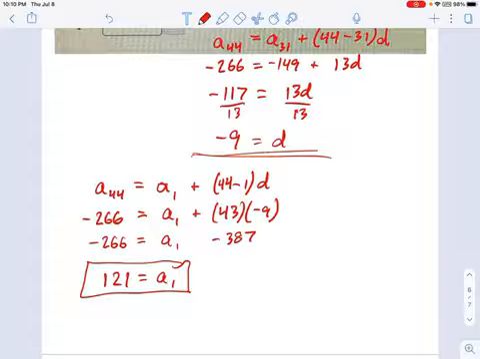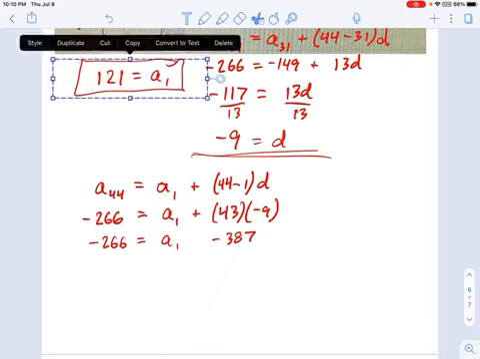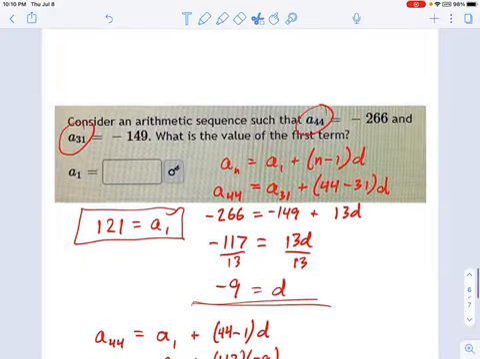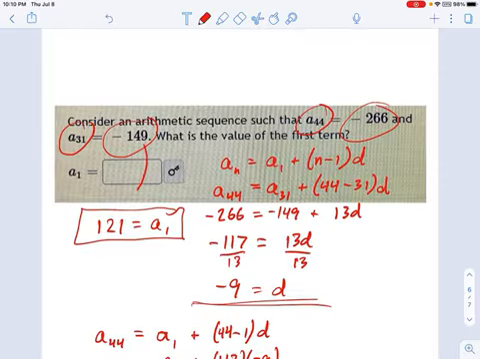Something that's good to do in all these formulas is just check your work, see if it makes sense. Okay, let's do that. When you go from the 44th term, which is negative 266, to the 31st term, negative 149, you can see things are moving in a positive direction. So it makes sense to me that our answer is even more positive than the 31st term. Okay, I don't know if it's exactly right, but at least it's moving in the right direction. If I were on a test and I had limited time, that would be my sanity check. Is this even in the right ballpark?